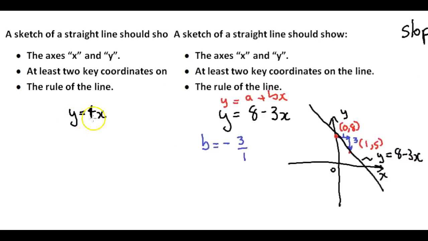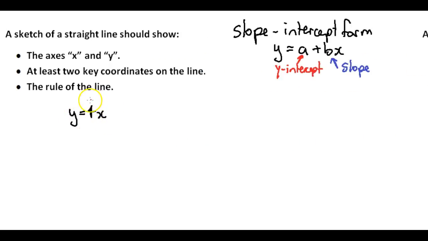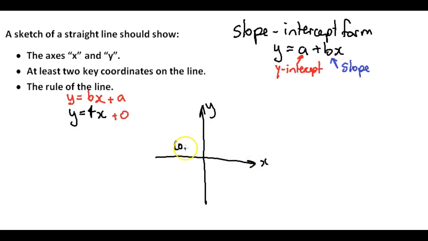Here's another one, y equals 4x. So I'm going to compare the general form above. This time the x term comes first, so bx plus a, and there's nothing here with a, so a is actually 0. So the y-intercept of this graph goes through the origin, 0, 0. So we'll sketch the graph in. And that's our first point on the line.